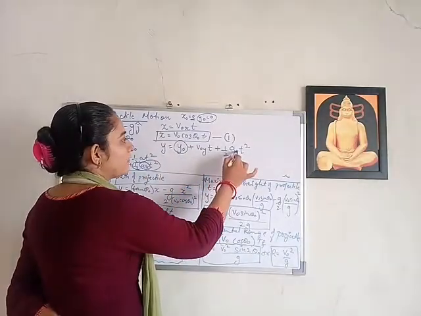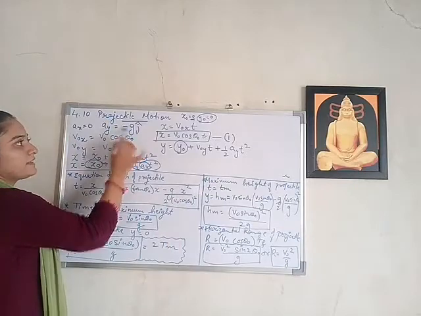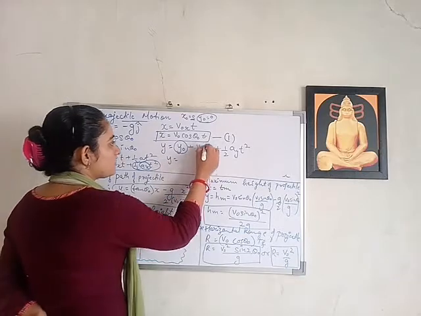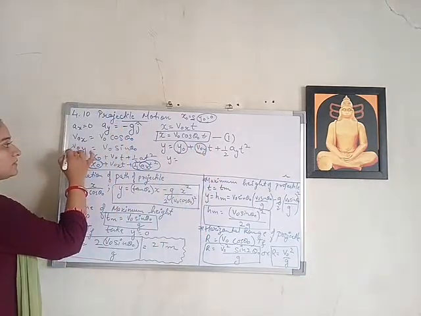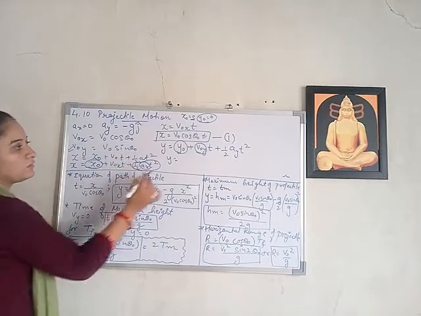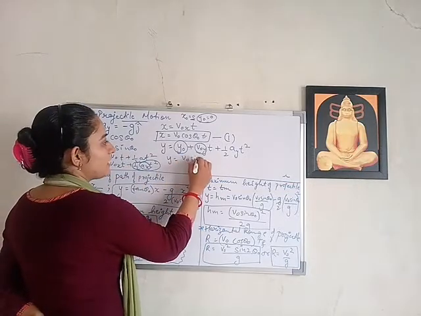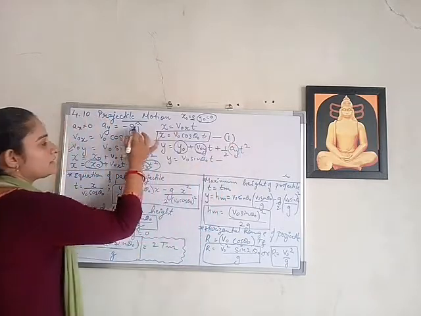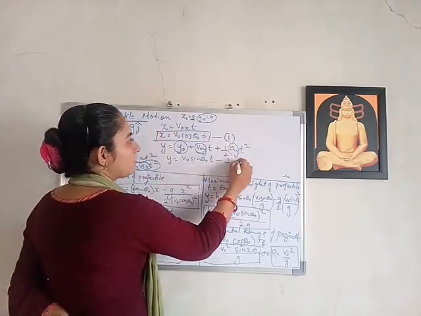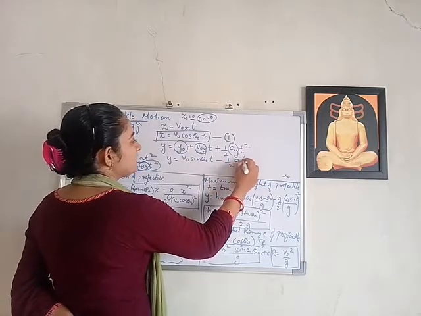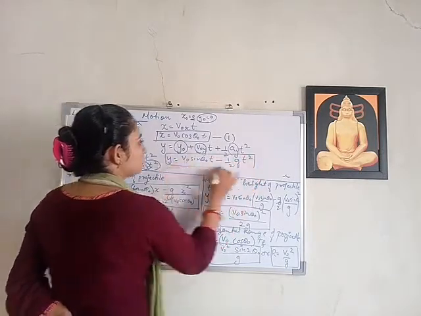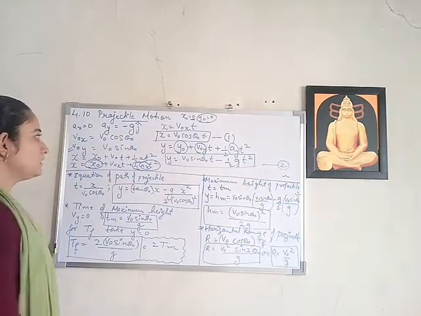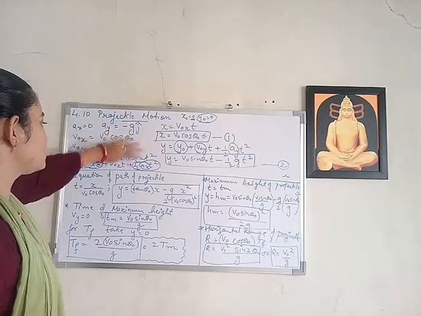Now ay, what is ay? That is minus g. So here we will put y equal to, what is the v0y? This is v0y, v0 sin theta 0. So that is v0 sin theta 0 t minus, because ay is minus g, minus half g t square. So this is your equation number 2. Clear? Here at present I am using this much portion only.